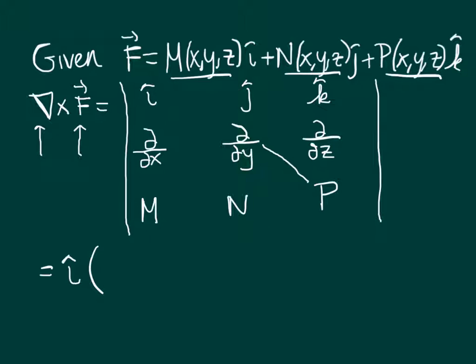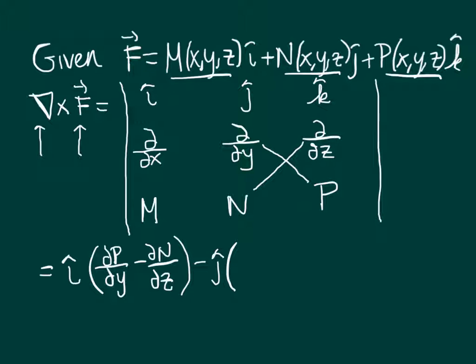Then you start here, and it's as if you're multiplying these two. You can't really multiply them, but you can apply that partial derivative to p. So you have the partial derivative of p with respect to y, minus the partial of n with respect to z. Then you do this for j and k, and you alternate signs as you go along while taking the determinant.